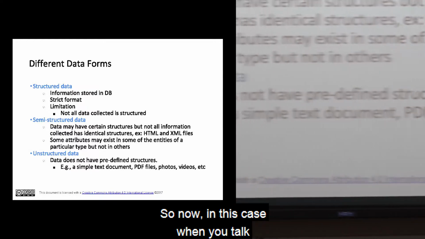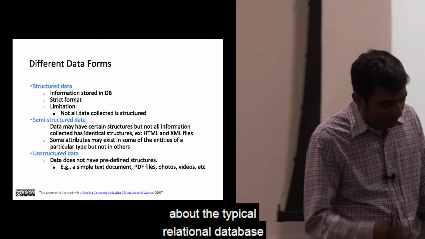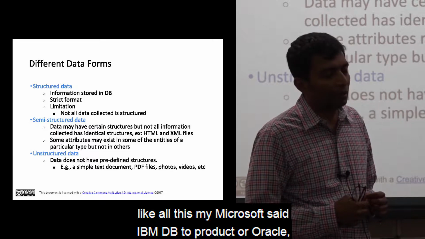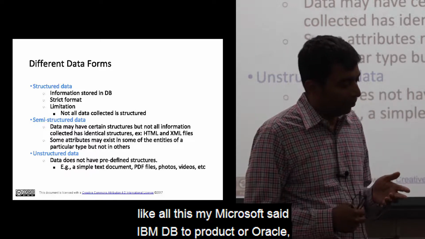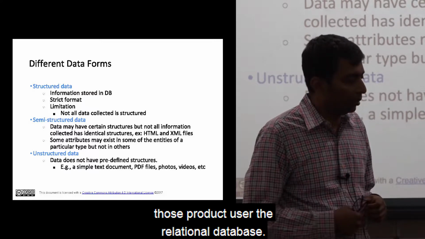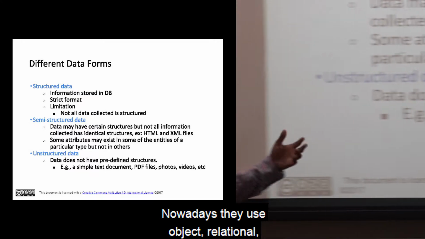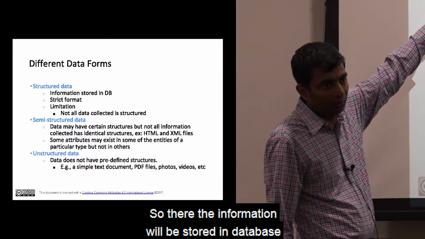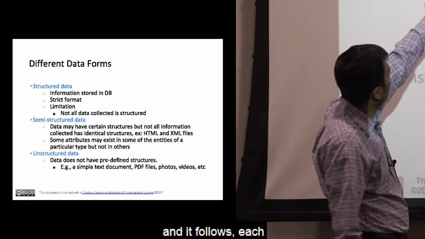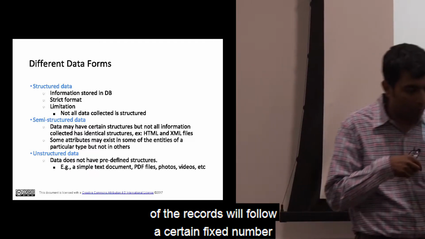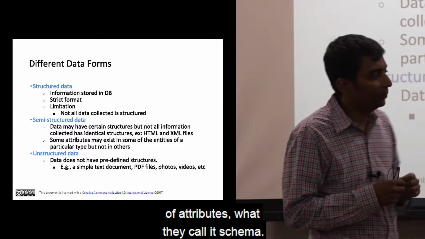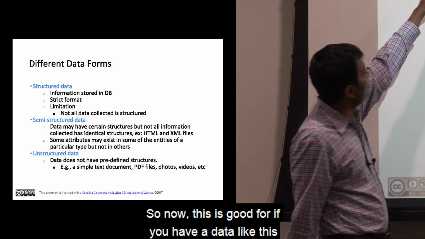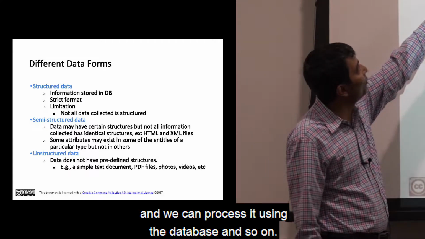Now, when you talk about the typical relational database, like the Microsoft, IBM DB2, or Oracle products, those products use the relational database. Nowadays they use object relational databases and so on, but that mostly deals with structured data. So there the information will be stored in a database, and each of the records will follow a certain fixed number of attributes, what they call a schema.